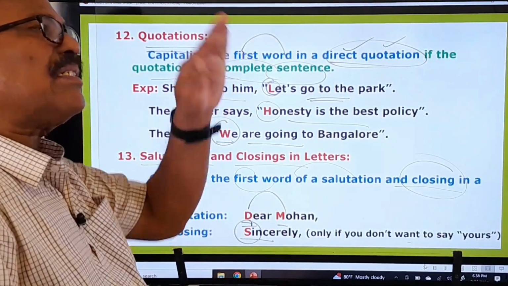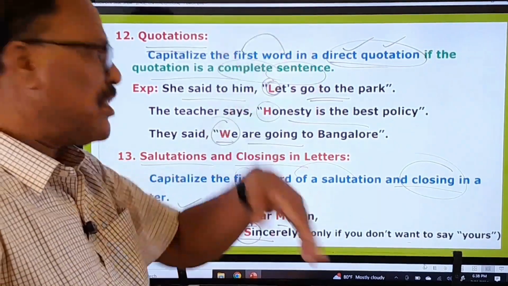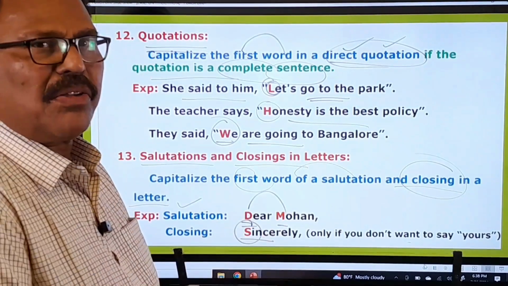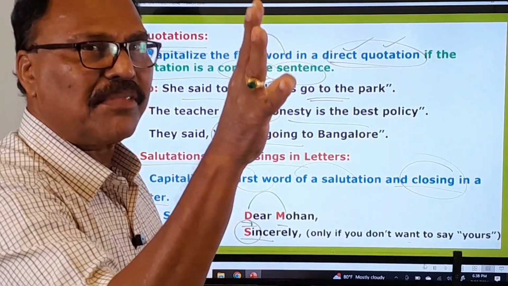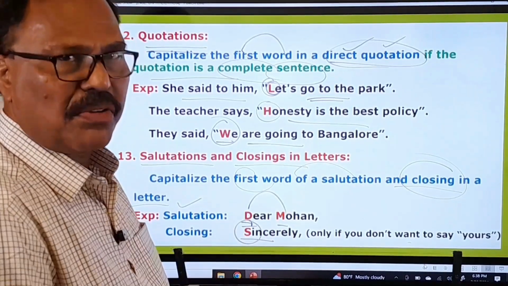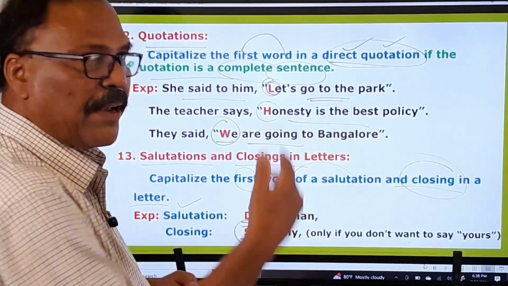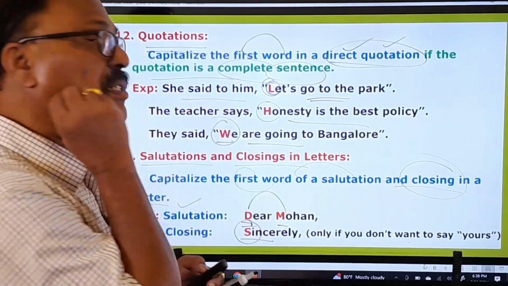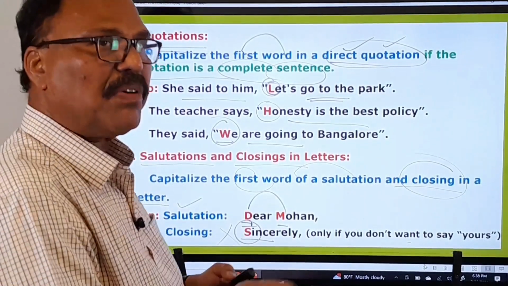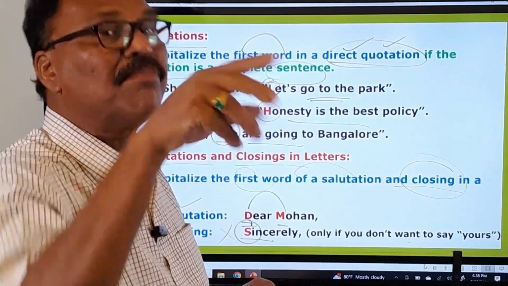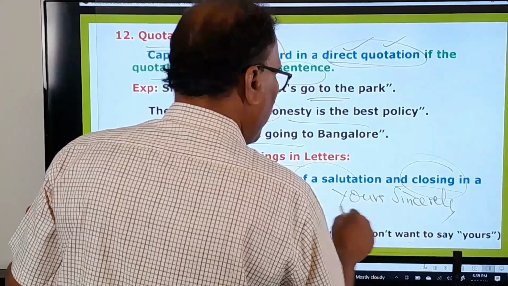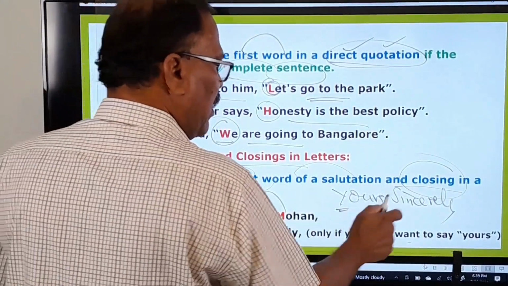But some people, if you don't want to say yours, if you want to say only Sincerely, some people write Sincerely. This looks very awkward to me also, but I have come across this rule somewhere, and that's why I'm mentioning it here. Generally people don't make use of this kind of closing. They simply say Yours sincerely or Sincerely yours. In Yours sincerely, Y should be capitalized and S should be a small one.